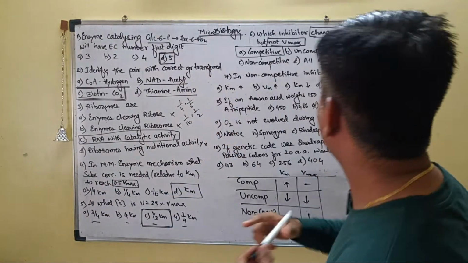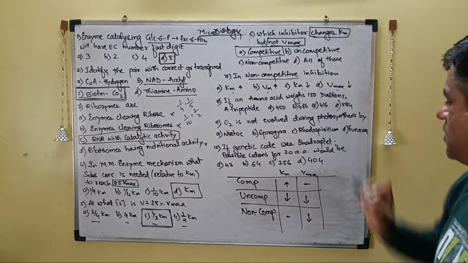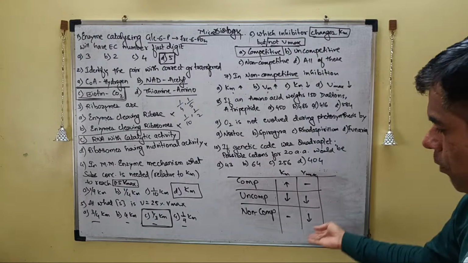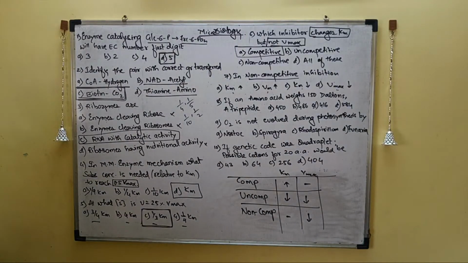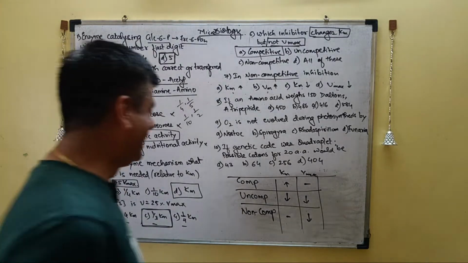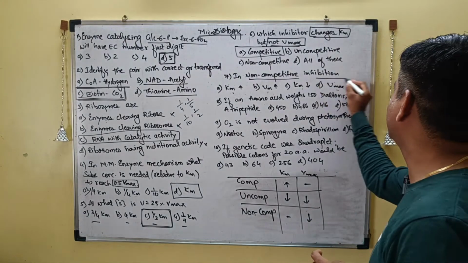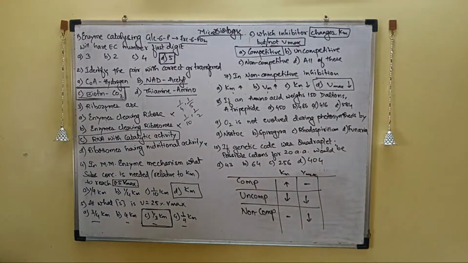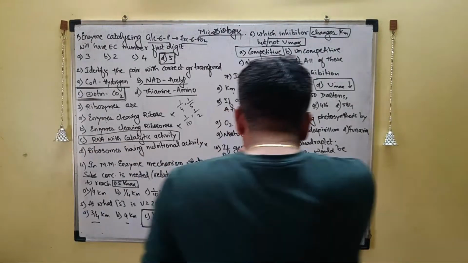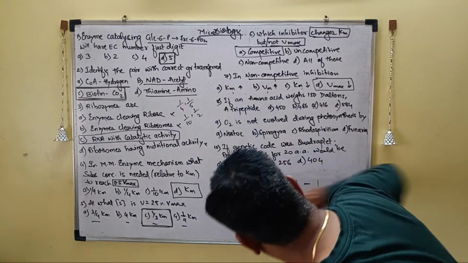In non-competitive, what is happening? Km increase, Vmax increase, Km decrease, Vmax decrease. Non-competitive is in front of you. Wonderful. So in non-competitive inhibitor, the Vmax decreases. So you have option D, that your Vmax decreases. Great, Prathamesh. Okay, let's go for the next one. I hope you remember this now.